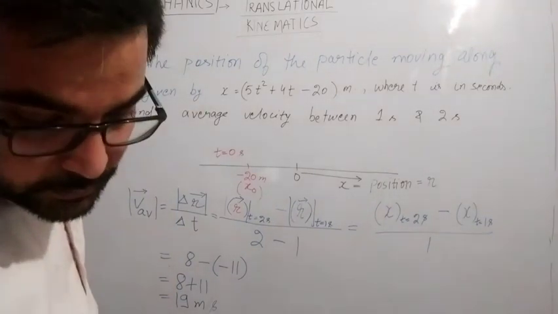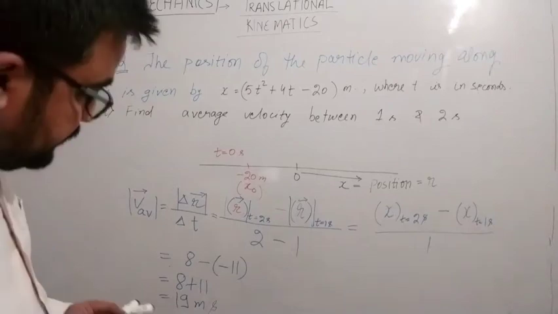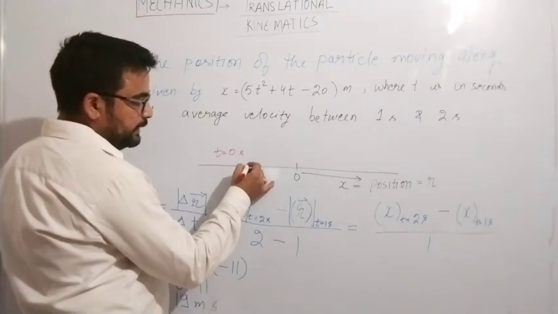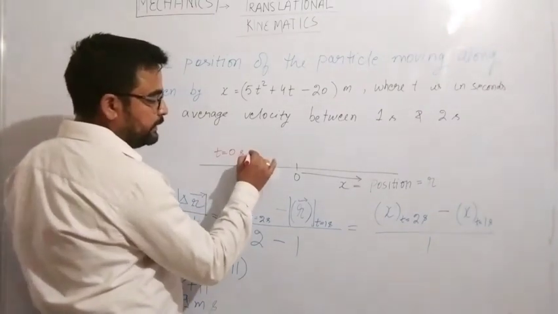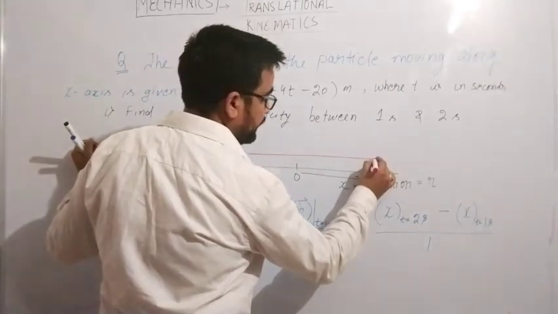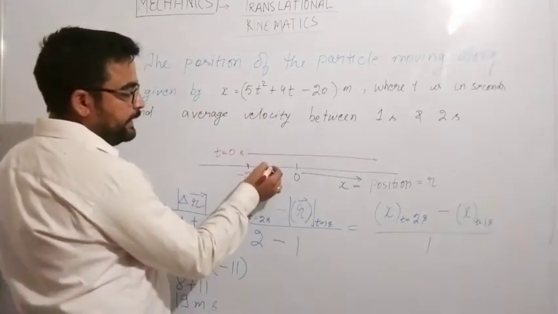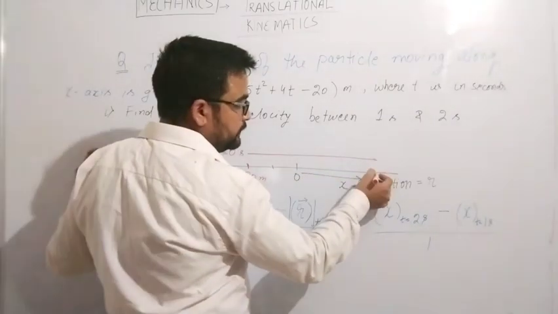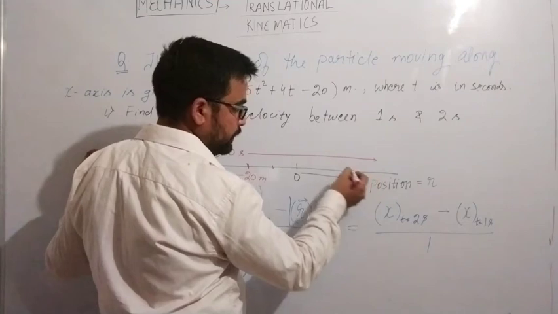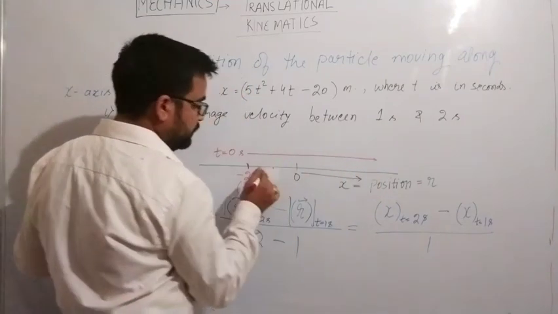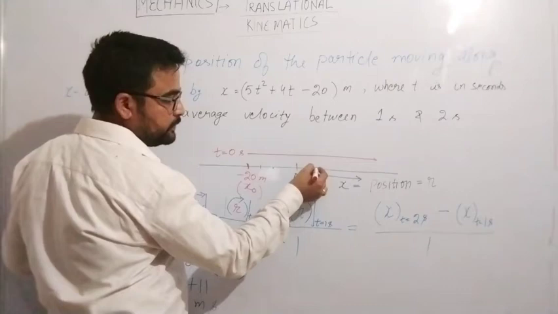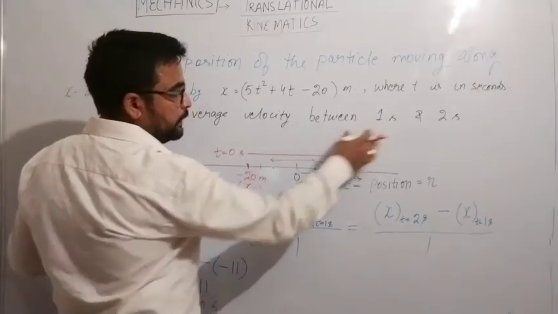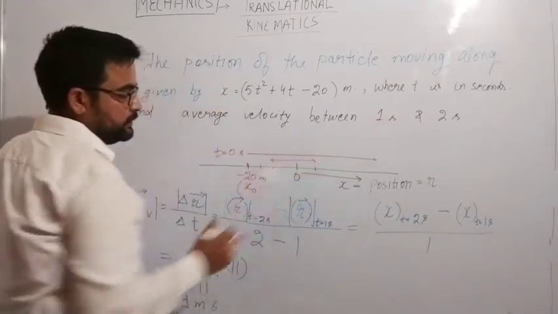Now next part is find velocity. First check whether it is correct or not. See, the particle started from here. This was its starting position and it started moving in this direction. Right. So obviously at t is equal to 1 second it was somewhere here, and at t is equal to 2 seconds you can say it was somewhere here. So within a given time interval, this is your distance.